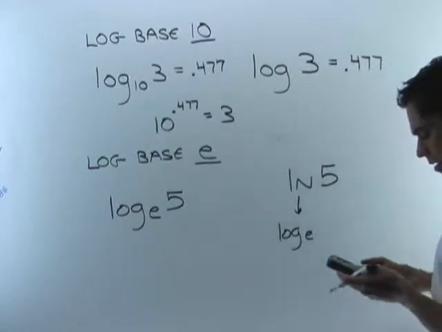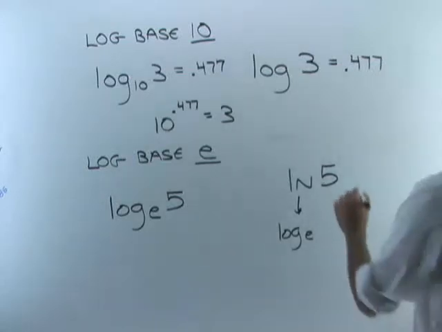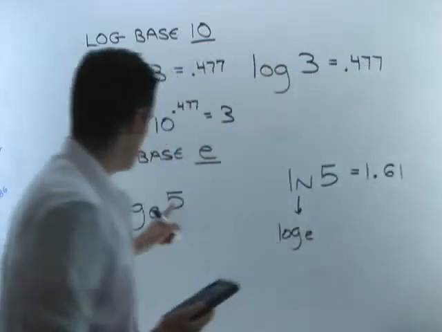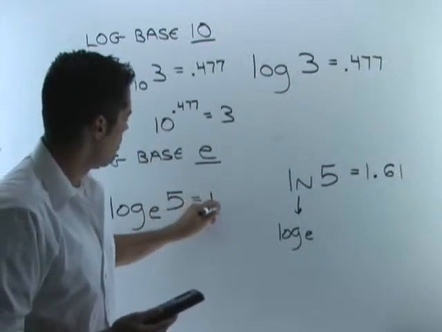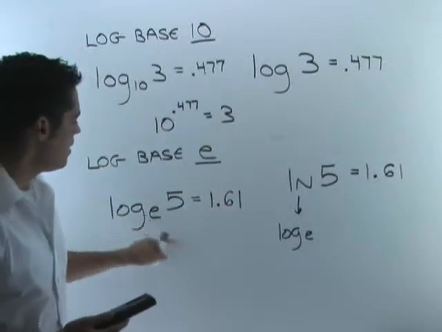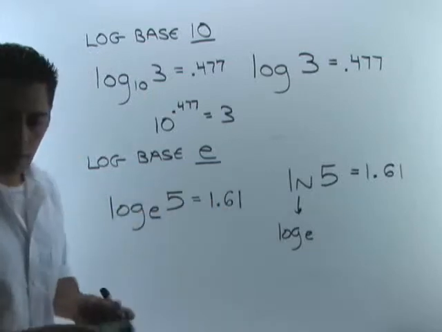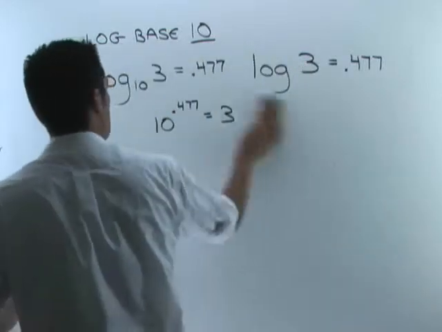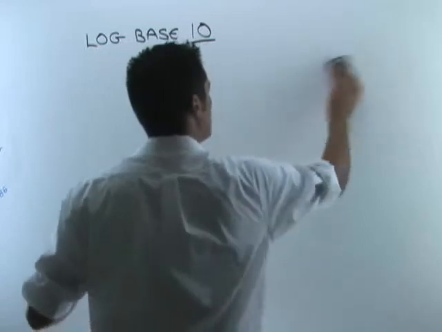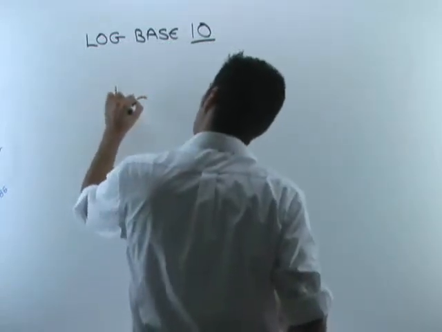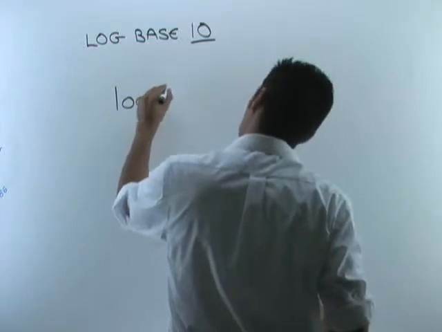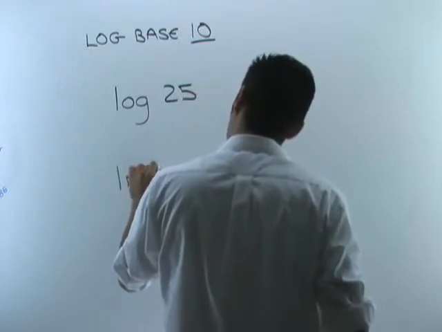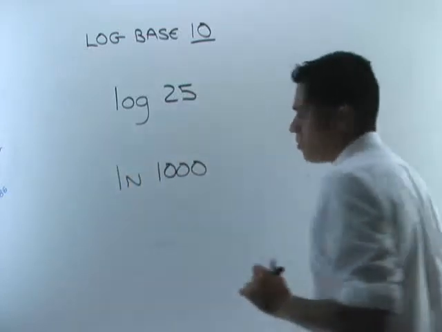So let me do this on my calculator, natural log of 5, and I get 1.61. So what does this mean again? Remember, this was a little loop, right? It means if you take e and you raise it to that power, 1.61, you will get 5. Okay, let me give you 2 more problems. If you're asked to find log of, let's say, 25, or ln natural log of 1,000, make sure you can do this on your calculator.